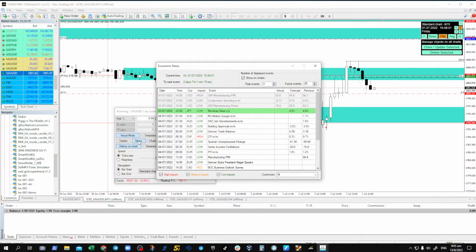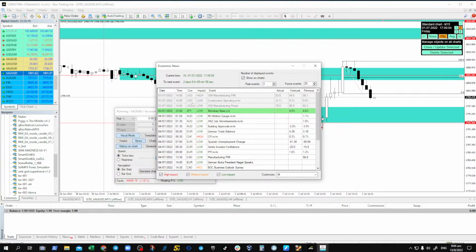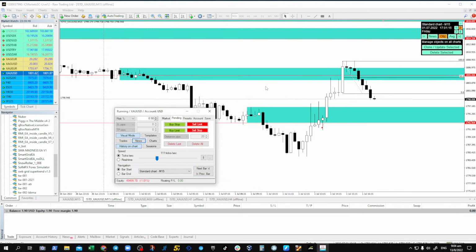Wow, no news on this day, which is wow, there's no news. Oh, there was news just now, high impact news at 14 hours, and this is a news candle. So again, our second trade was stopped out. Okay, so we have to reevaluate this.